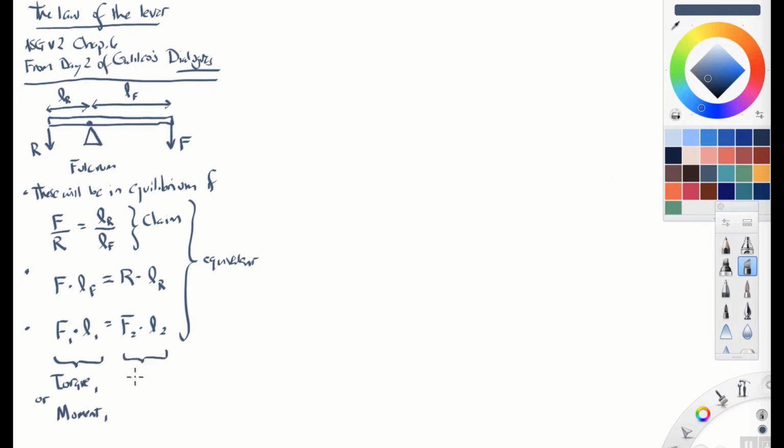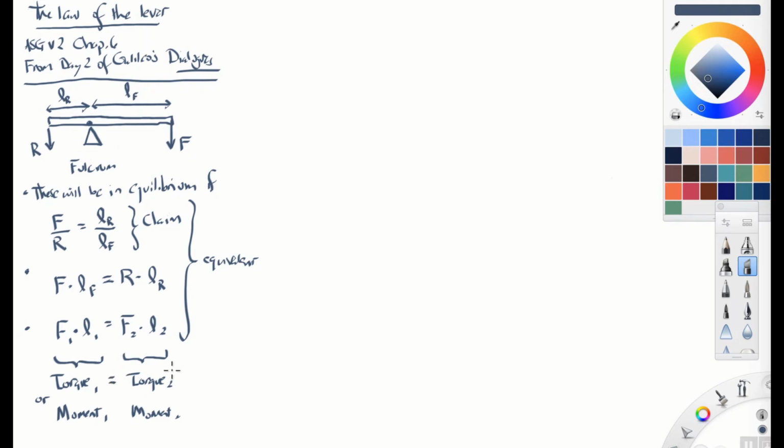And this side over here is the torque that's being applied to this side, torque 2 or moment 2. So you might think of, if this is force 1 and this is force 2, this torque, that force times that distance, is trying to rotate this around in the clockwise direction. And this, if this was force 2 and this was length 2, this torque, force 2 times length 2, would try to rotate this around in the counterclockwise direction.